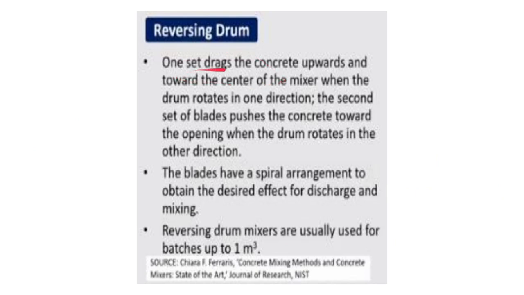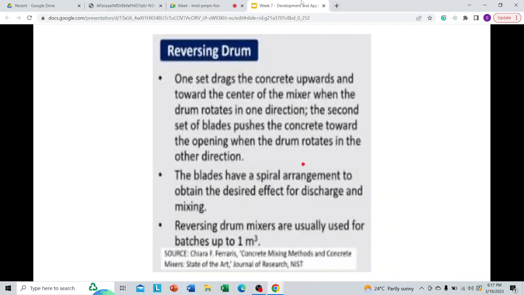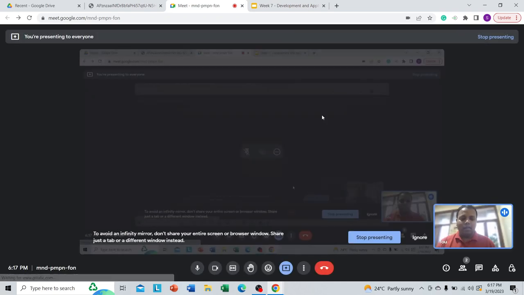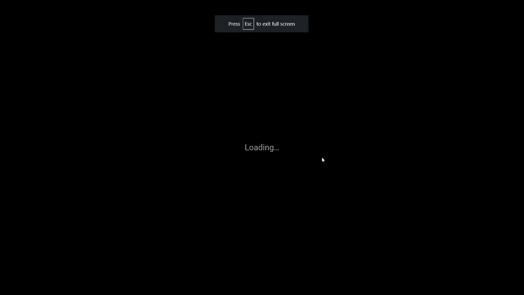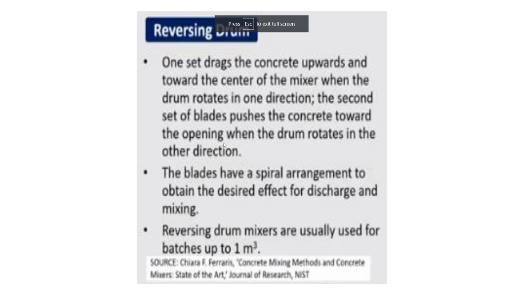One set of blades drags the concrete upwards and toward the center of the mixer when the drum rotates in one direction, and the second set of blades pushes the concrete toward the opening when the drum rotates in the other direction. These are some of the criteria to keep in mind. The blades have a spiral arrangement to obtain the desired effect for discharge and mixing. Reversing drum mixers are usually used for batches up to 1 meter cube.